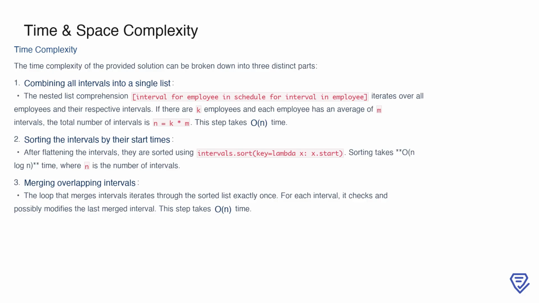Next, after flattening the list, we sort all intervals by their start times using Python's built-in sort function with a lambda key. Since sorting has a time complexity of O(n log n), this becomes the most computationally intensive step.